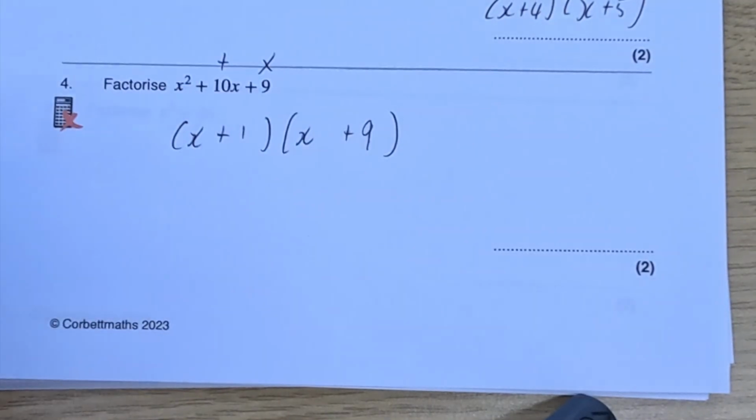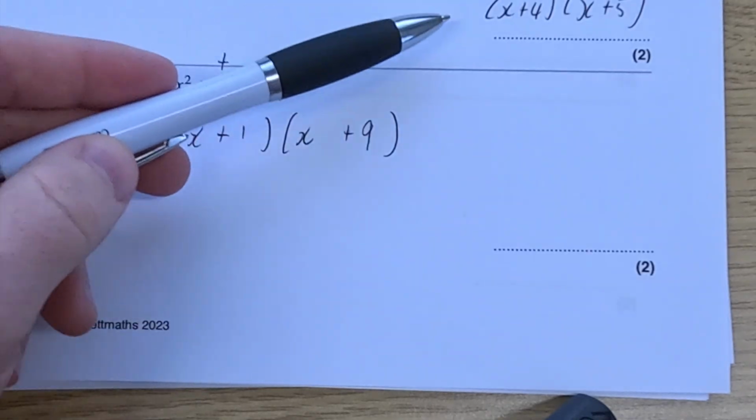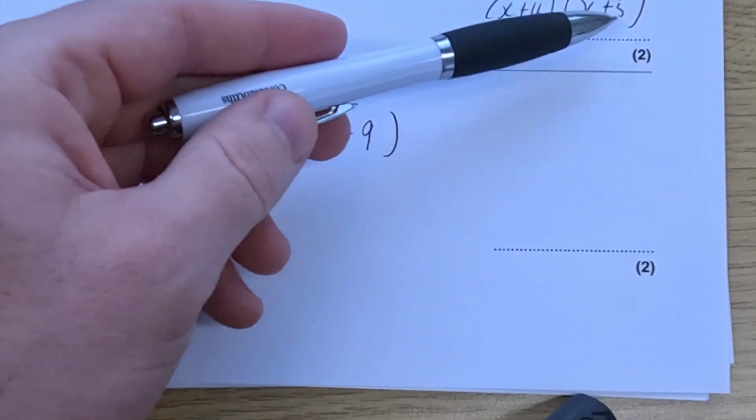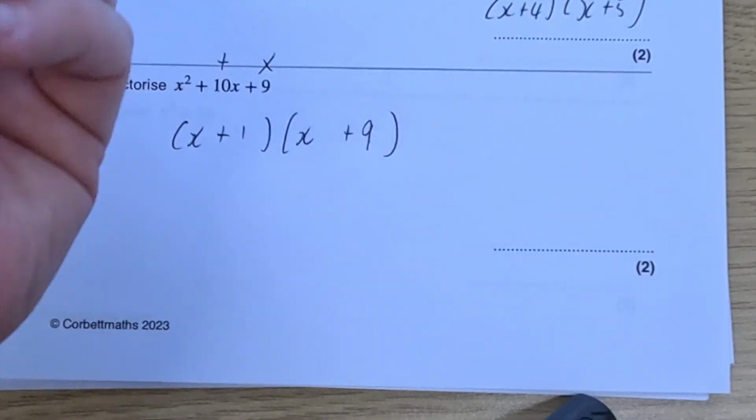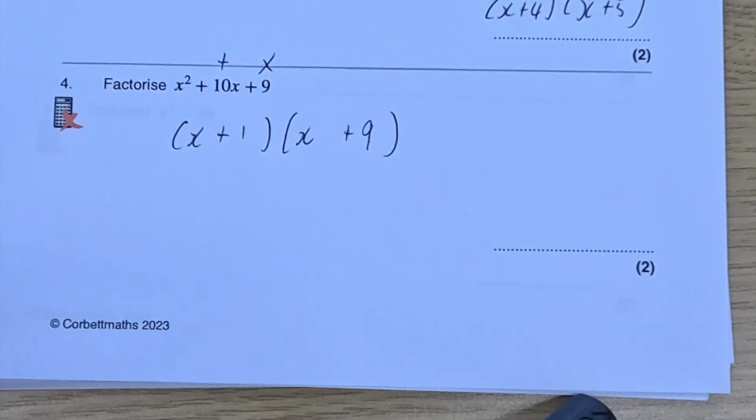And actually, one thing I want to mention here that I haven't mentioned in any of the other questions yet is that if you wrote, for instance, for the last one, instead of x plus 4 and x plus 5, x plus 5 and x plus 4 the other way around, that doesn't matter, because remember, if you times two numbers together, it doesn't matter what order they're in.